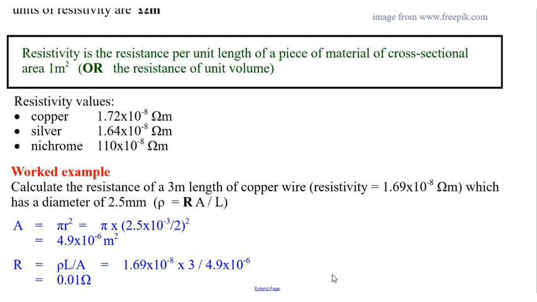So if we're talking about copper and we've got a reasonably large diameter and only a few meters, expect a small value. So 0.5 ohms, 0.06 ohms, something like that. If you get a very large value, you may have made a mistake.